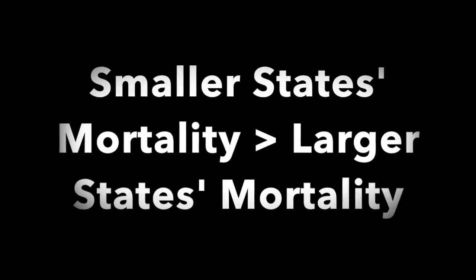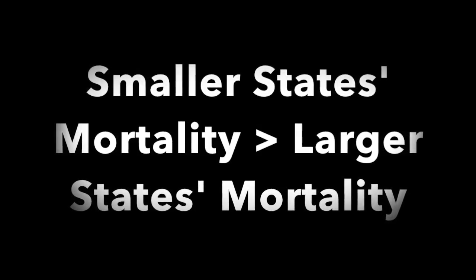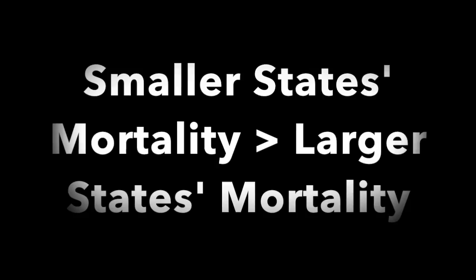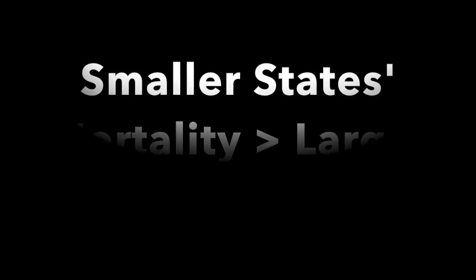Therefore, we rejected our null hypothesis and accepted our alternate hypothesis, concluding that in states with smaller population sizes, a higher percentage of deaths occurred between the ages of 18 to 34 than in states with larger population sizes.